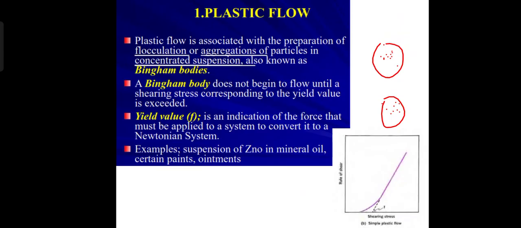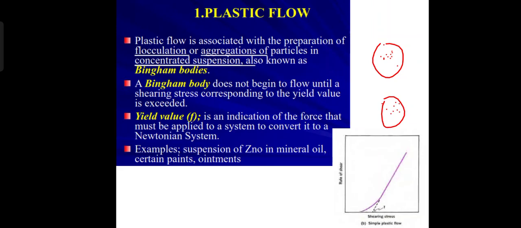Here the plastic is considered like a solid material, but some flow property should be there. After the yield point is crossed and you apply force, there is some kind of breakdown or deformation. So the Bingham body doesn't begin to flow until a shearing stress corresponding to the yield value. And what is yield value? It is the indication of the force that must be applied to a system to convert it into a Newtonian system. Newtonian system means it will flow.